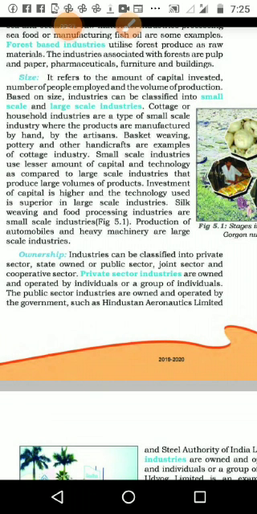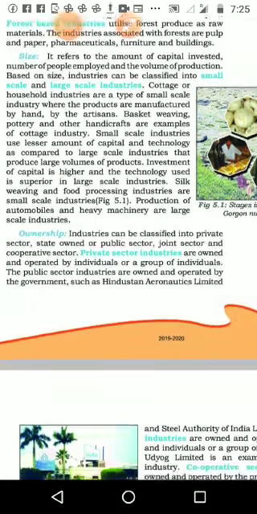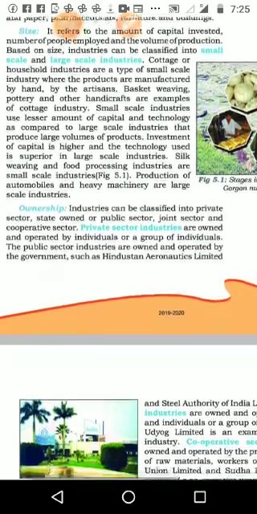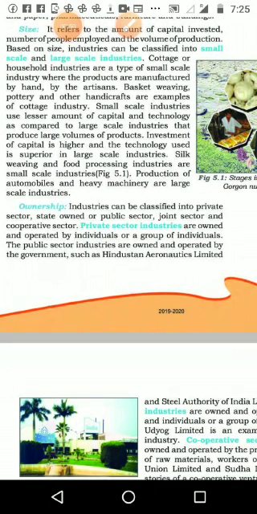Based on size, industries can be divided into two: small scale industry and large scale industry. Please underline small scale industries and large scale industries. Cottage or household industries are a type of small scale industry where the products are manufactured by hand by the artisans. Basket weaving, pottery and other handicrafts are examples of cottage industry.